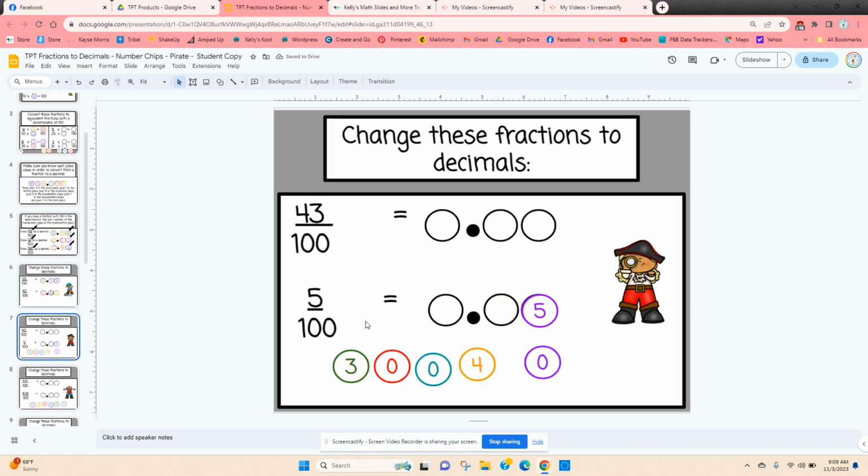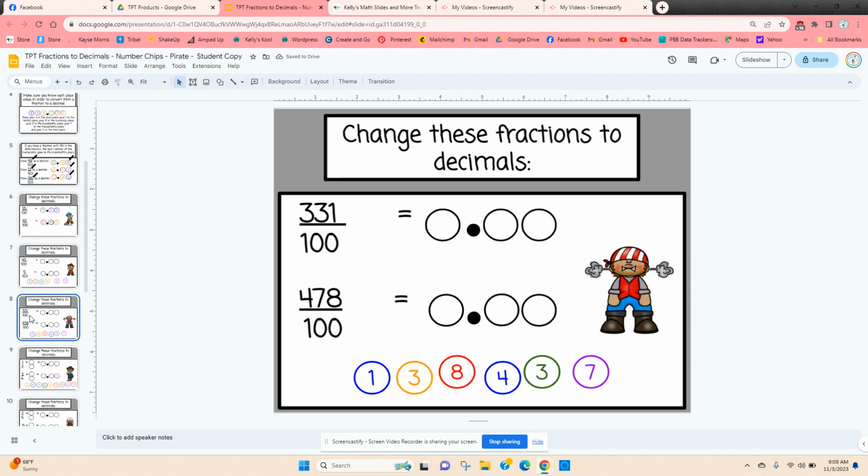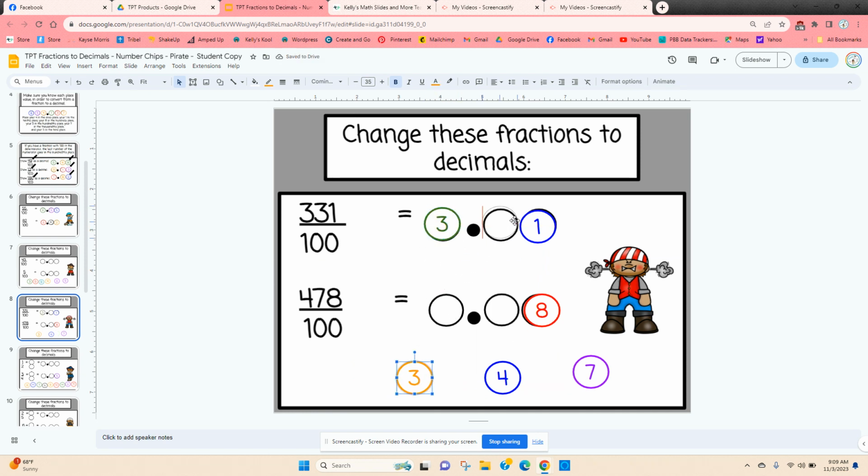Next slide, same thing. The only tricky part of this one is 5 hundredths. The 5 has to go in the hundredths place. It cannot go in the tenths place. And then the next one, they've got 3-digit numbers in the numerator. And again, here that 1 has to go in the hundredths place, and the 8 has to go in the hundredths place. And then they just fill in the rest of the numbers. 331, 478.